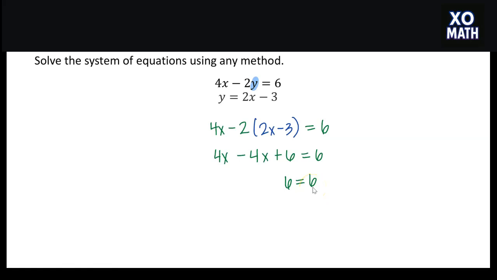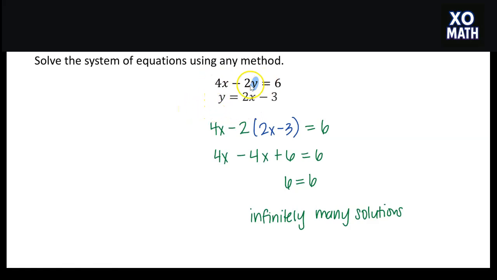So what that means is that there are infinitely many solutions to this system of equations. If we end up losing all of our variable terms and we end up with a true statement, then we know that we have infinitely many solutions. In fact, these represent the exact same line.